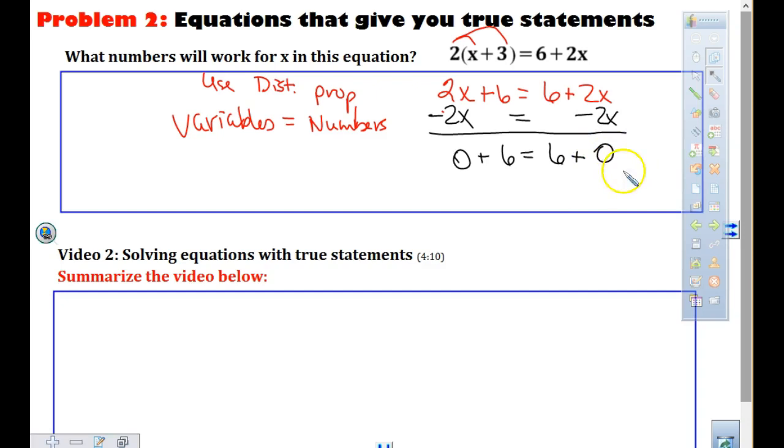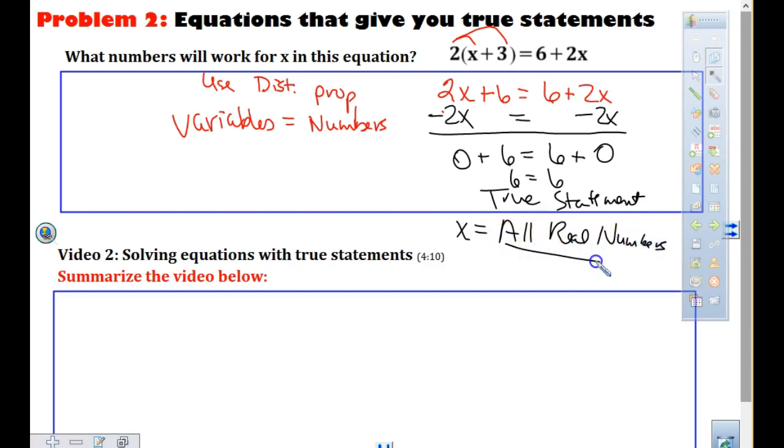And do you have to write the zeros down? No, I'm okay that you don't. So do we know, is this a true statement? 6 equals 6. This is very much a true statement. And when we get a true statement, our answer looks different than when it's a false statement. When it's a true statement, it means x is equal to all real numbers.